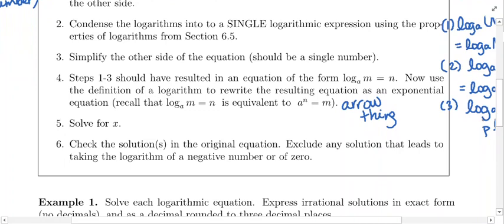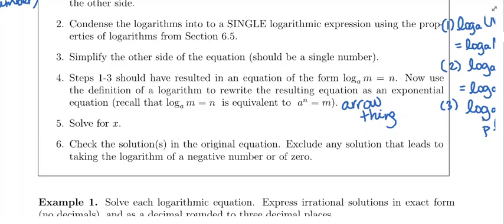Okay, in step 6, this is extremely important for logarithmic equations, not for exponential equations. You need to check your solutions in the original equation. I've mentioned this before. You're not checking to see if your solution works out. What you're worried about is getting a solution so that if you plug it back in for x in the original equation, it causes you to take the logarithm of a negative number or of 0. And you can't take the logarithm of a negative number or of 0.